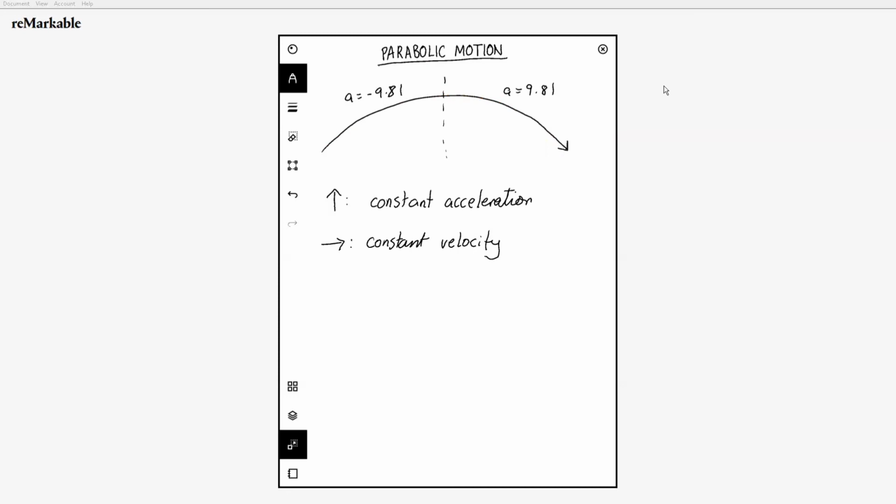So that's your basics of parabolic motion. If you find that you need more information in this video, please let me know, but it's just good revision.